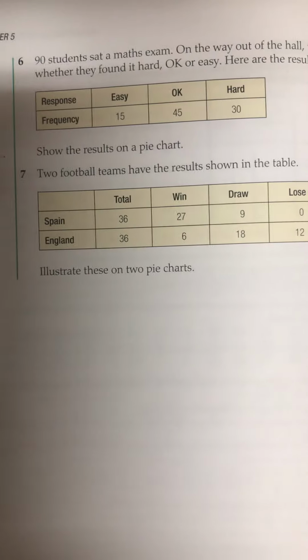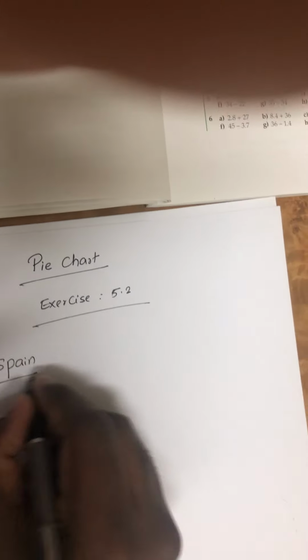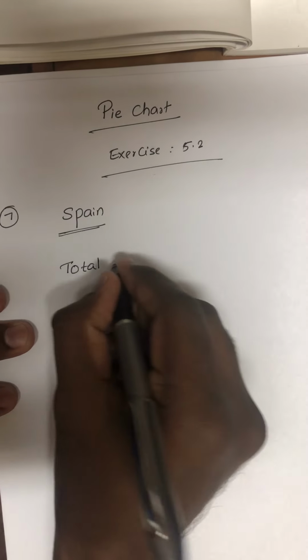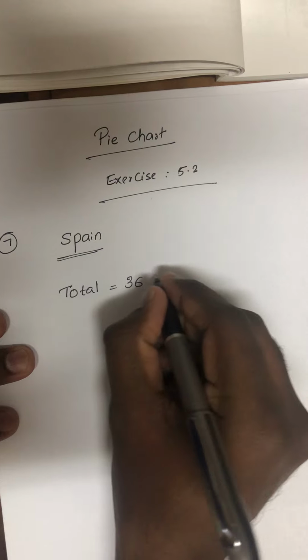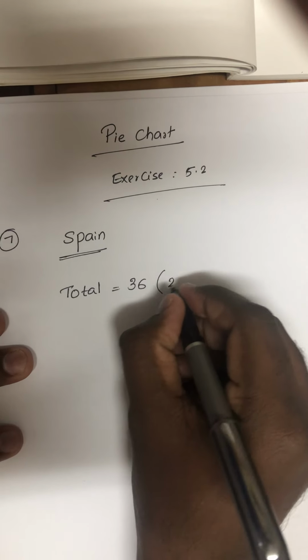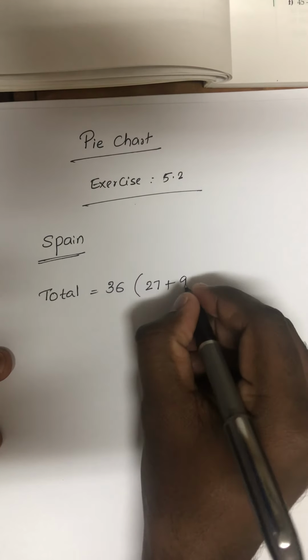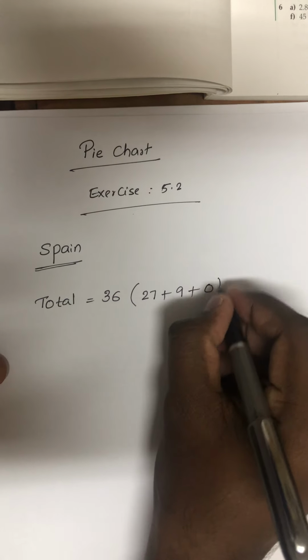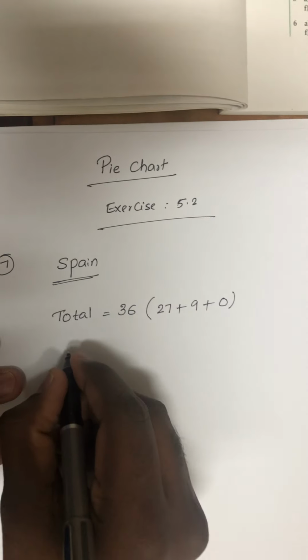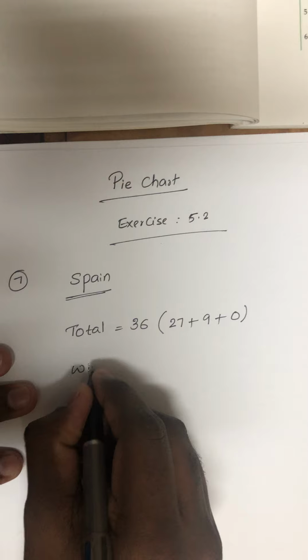So first of all we are going to find the angles for Spain. What is the first thing? Every time the first thing is the total. The total is given. If not given, you should find it also. So 27 is the win, draw is 9 and lose is 0. So 27 plus 9, how much? 36.